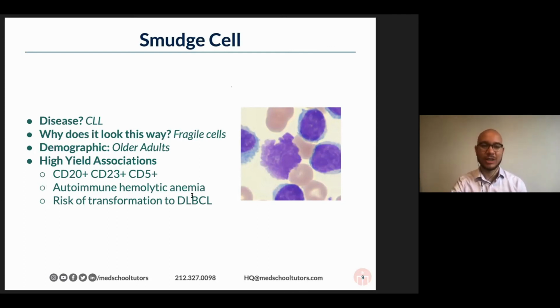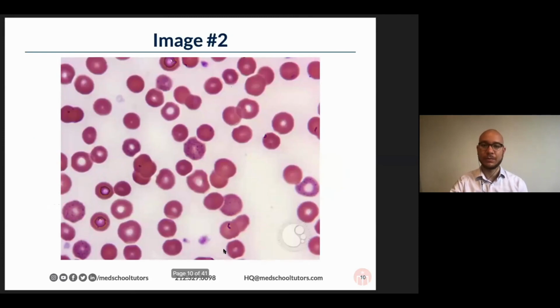Excellent work, everyone. And just a comment that CML is myelogenous, so it's of the myeloid lineage, not the lymphoid lineage. And of course, there you would be expecting more of the myeloid forms of cells, so basophils, right? More myeloid lineage. Okay, here is the next image.